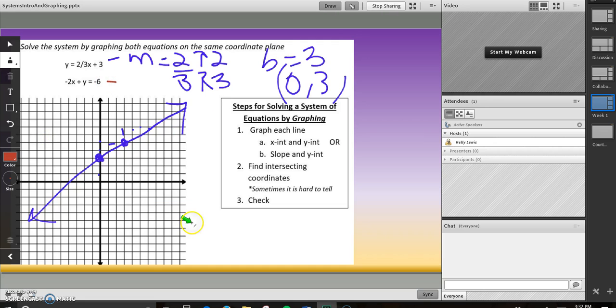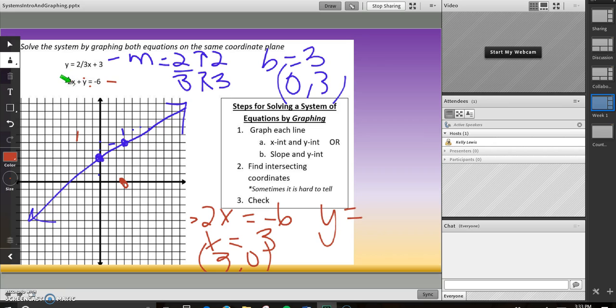Okay, here, -2x equals -6. So I'm going to divide by -2 on both sides. So I get 3. So it's (3, 0). And I did that because for the x-intercept, the y value is 0, so he goes away. And then for the y-intercept, the x value is 0, so he goes away, so I get -6. So it would be (0, -6).